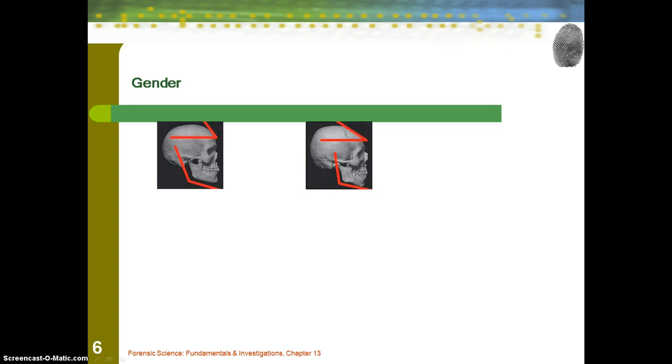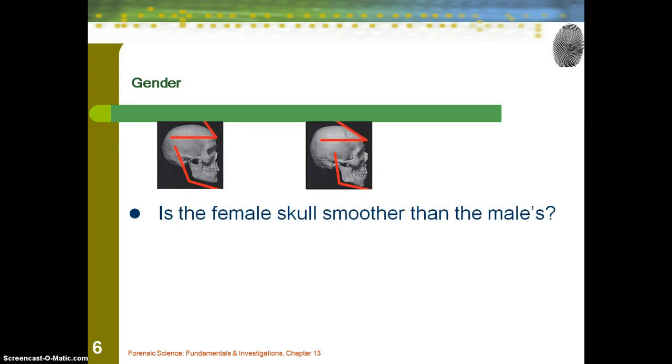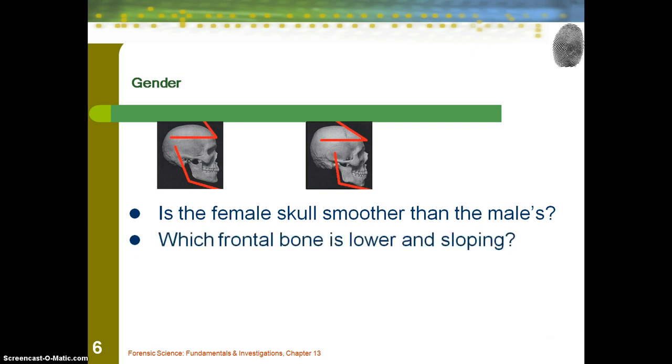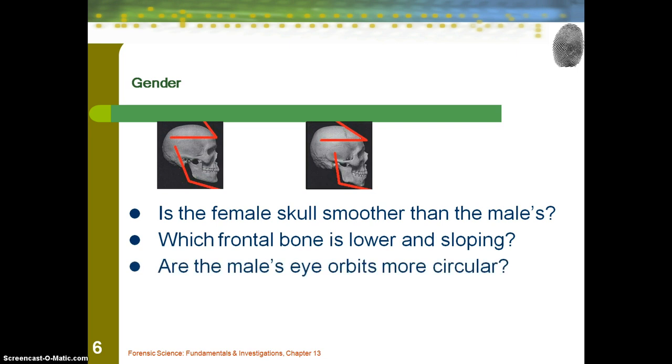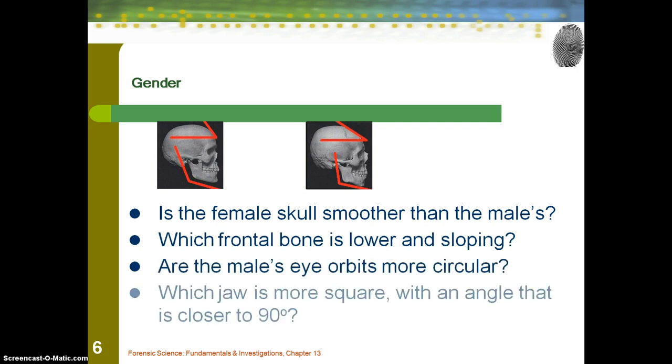All right, let's talk about one of the ways to determine gender. In this one, we're going to compare two skulls. Is the female's skull smoother than the male's? And the answer to that is yes, it is. Which frontal bone is lower and sloping? Let's put all the questions first here. Are the male's eye orbits more circular? And which jaw is more square with an angle that is closer to 90 degrees?